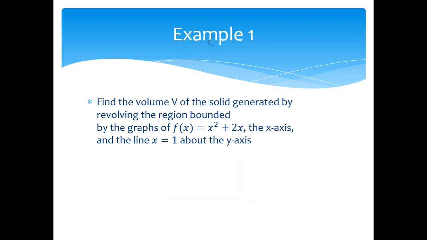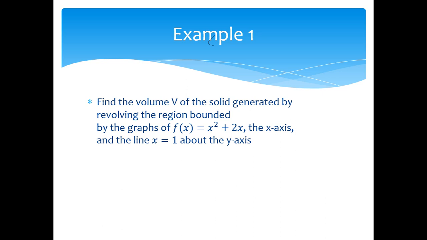So first we want to find the volume of the solid generated by revolving the region bounded by the graphs f of x equals x squared plus 2x, the x-axis, and the line x equals 1. First, this is a graph of a parabola, so we want to sketch this graph of the parabola.